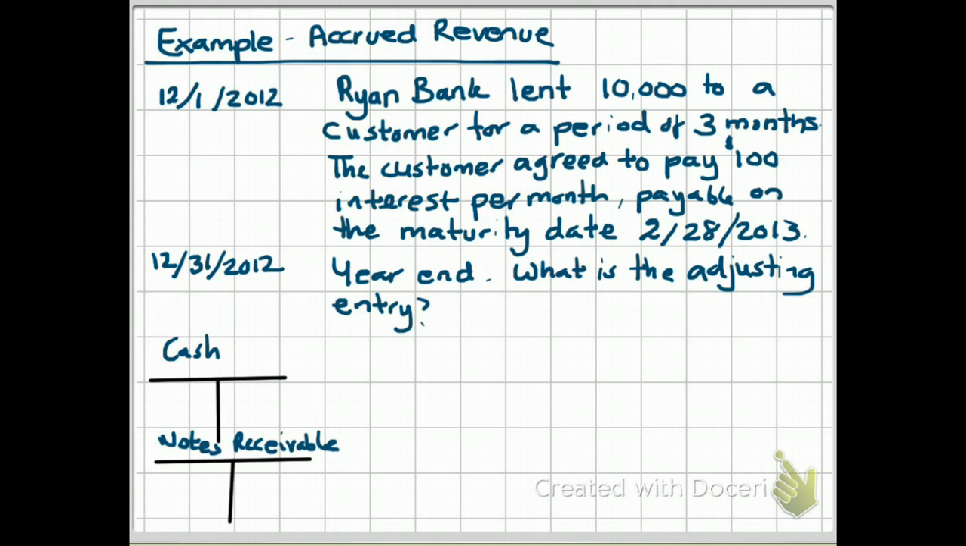Remember, notes payable is when the company borrows money. In this case, the company is a bank, the bank lent money. So for the bank, it's kind of like accounts receivable, except it's a note. So it's a notes receivable. Your journal entry is you are going to debit notes receivable and credit cash for the amount of money that you lent. Now we know that the customer agreed to pay $100 of interest per month, but that interest will only be paid on February 28th of the following year, 2013.